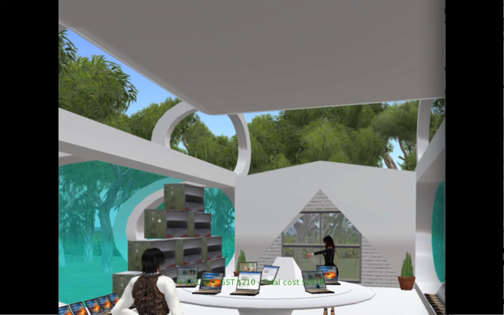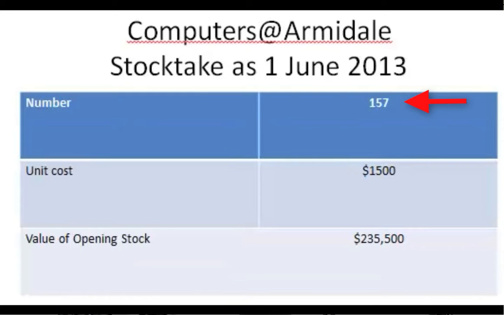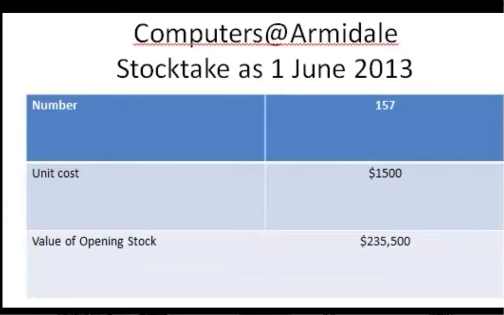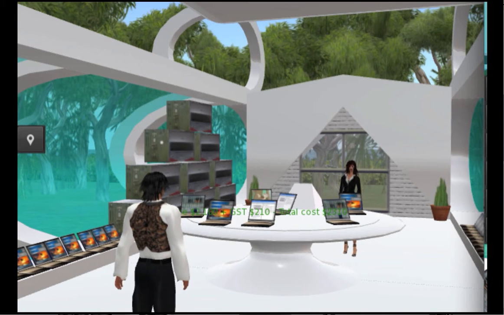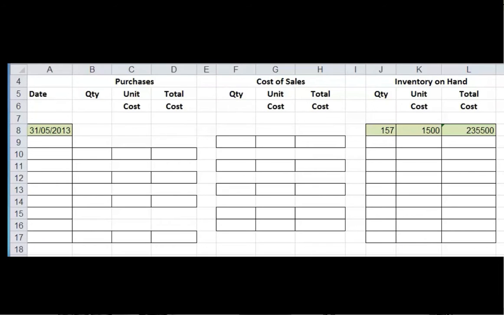I will just enter that on my stock take sheet. 157 units at $1,500 each makes $235,500. Have you checked that your stock take is in our inventory record? Okay, I'll do that. I see it is already there. 157 computers at $1,500. That's a total of $235,500. But the date says 31 May 2013.